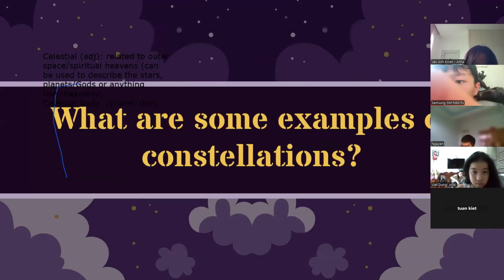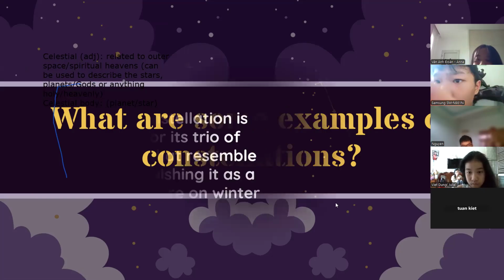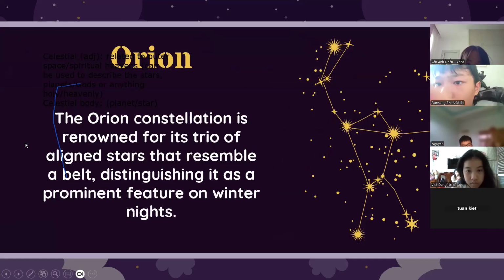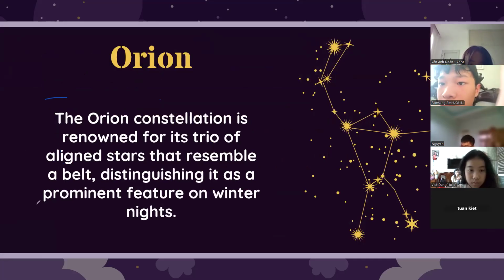Okay. Let's see. Do you know any kind of constellation in this? Any group of stars that you know? Aries? Not yet, too early. Okay, the Orion. Julie, could you read this one, please?